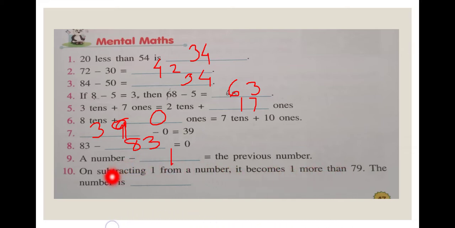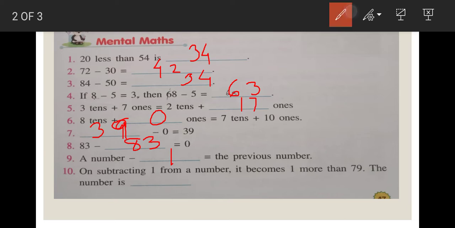On subtracting 1 from a number, you don't know that number, what is that number? From a number you are subtracting 1, then it becomes 1 more than 79. So 1 more than 79 is how much? 1 more than 79 is 80. Yes or no? This is for you to understand. 1 more than 79 is 80.